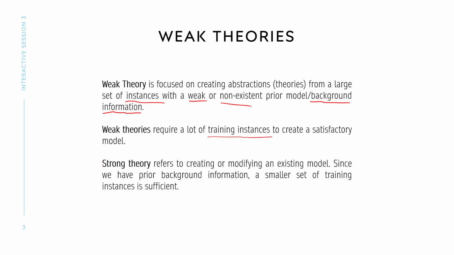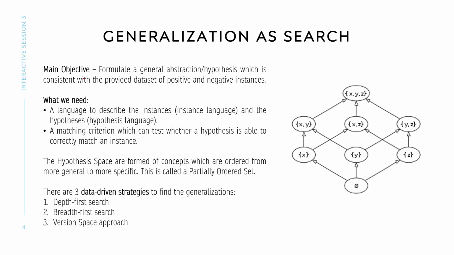In contrast, a strong theory is usually used to create or modify an existing model, right? By existing model, I mean we have a prior knowledge of this model, and we want to improve our understanding of it. That is where a strong theory comes in, and for this a smaller set of training instances is sufficient, right? So that was all. Now moving on to generalization.